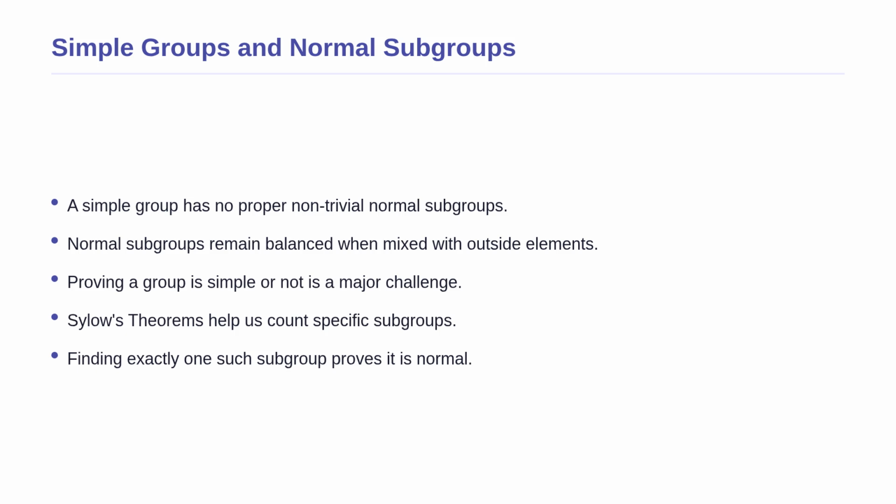A normal subgroup is a smaller group inside the main one that remains perfectly balanced, no matter how you mix it with outside elements. Sylow's theorems give us a way to count specific subgroups based purely on the total number of members in the group. If we can prove there is exactly one such committee of a certain size, it is forced to be a normal subgroup, meaning the group is not simple.